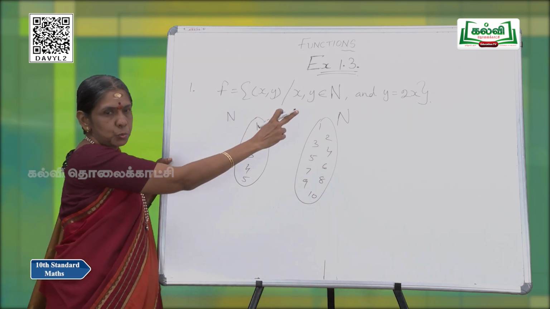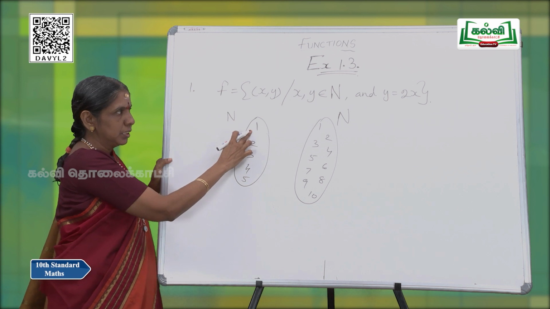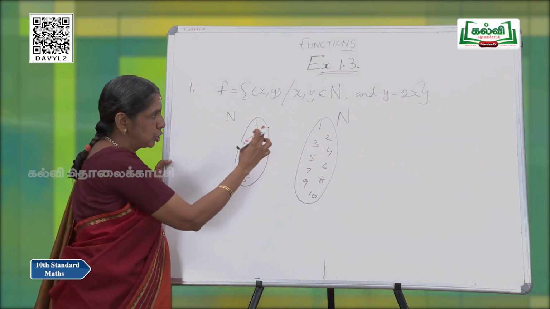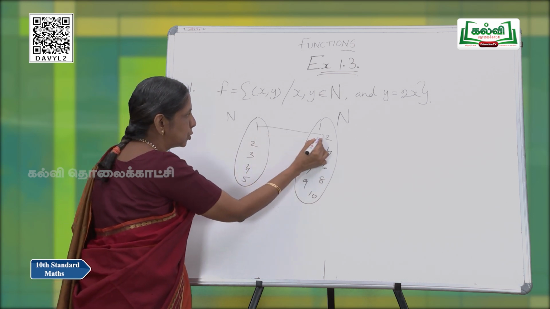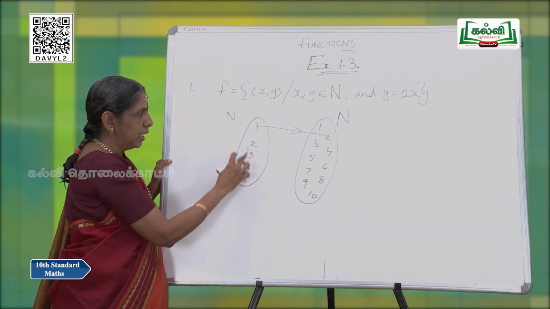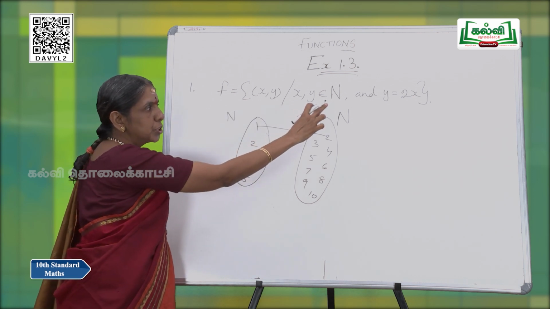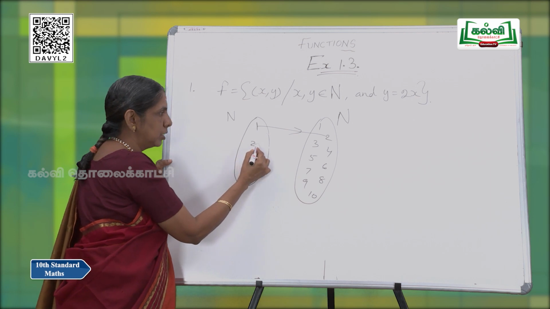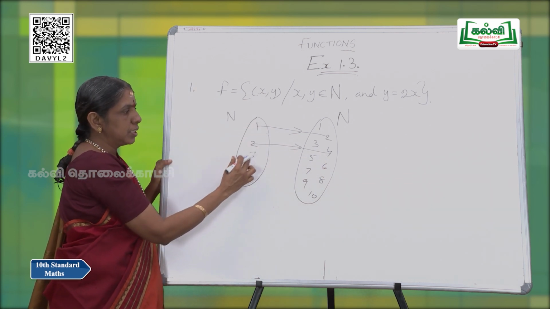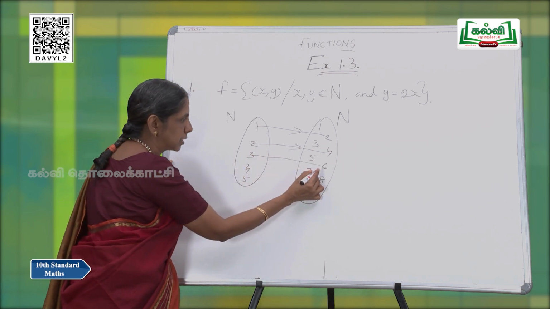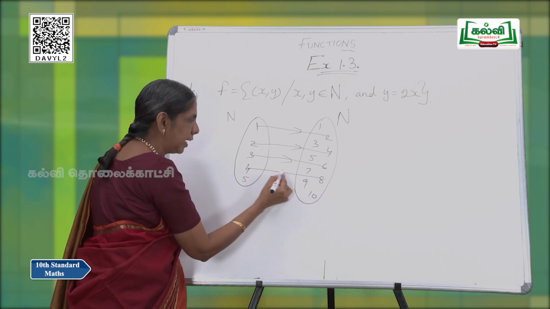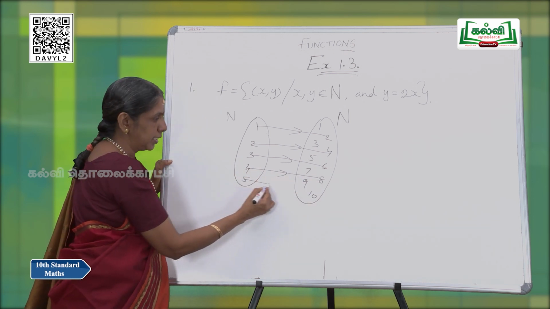y is equal to 2x. Let me take the first element 1, that means 2 into 1. 2 into 1 is how much? 2. So, 1 is mapped to 2. Yes, we get an element in the codomain. Next element 2, 2 into 2 is 4. So, 2 is mapped to 4. Next, we will go to 3. 3 into 2 is 6. Next, 4 into 2, 8. Next, 5 into 2, 10.